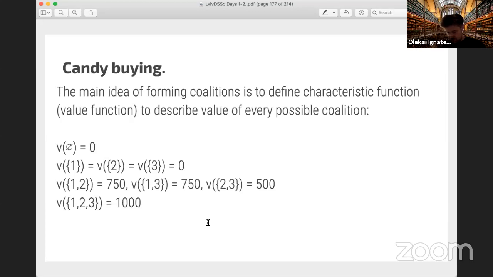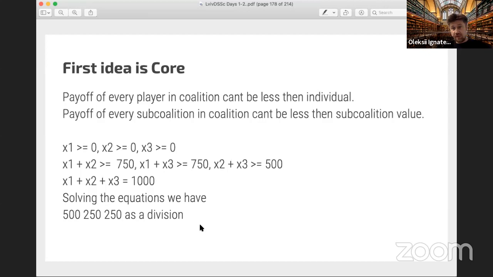Okay, any ideas? Okay, so the idea behind this division is that the payoff of every player in a coalition can't be less than the individual payoff, and the payoff of every sub-coalition can't be less than the sub-coalition value, because otherwise, if you receive less payoff in the big coalition, then it's better for you to divide and get a better payoff by yourself.